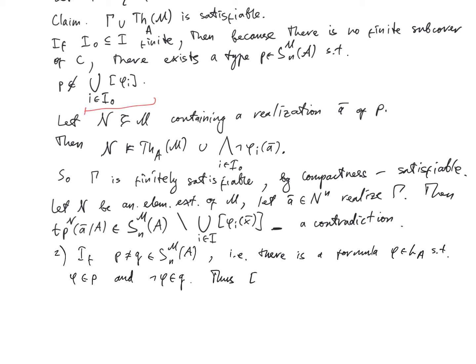But then we have that the basic clopen set containing all types containing phi is a basic clopen set containing p but not q. So we get a clopen set separating the two types. This shows total disconnectedness.